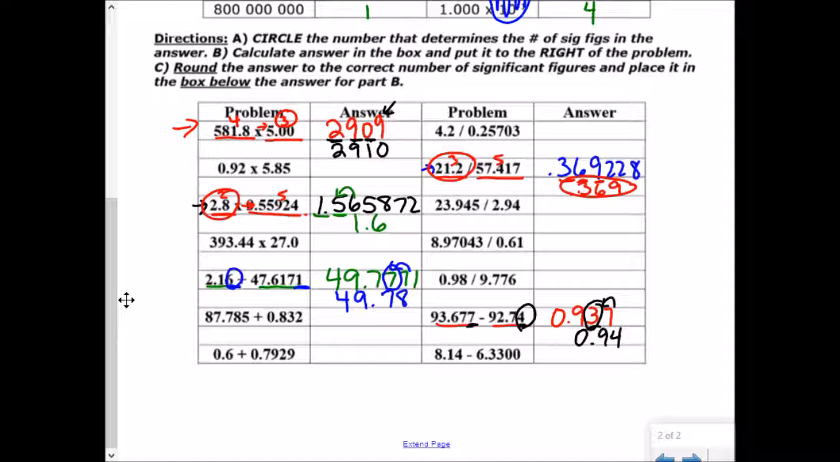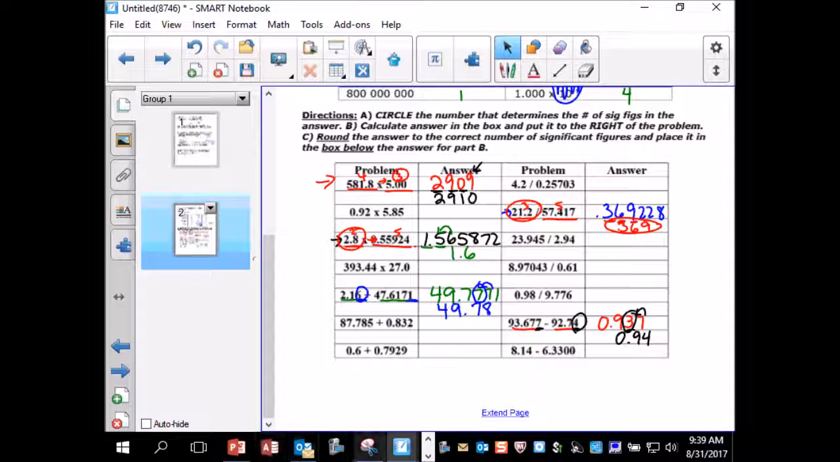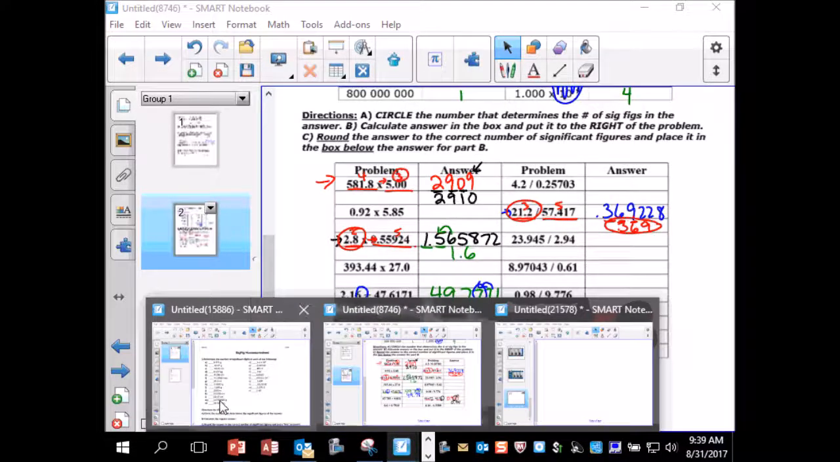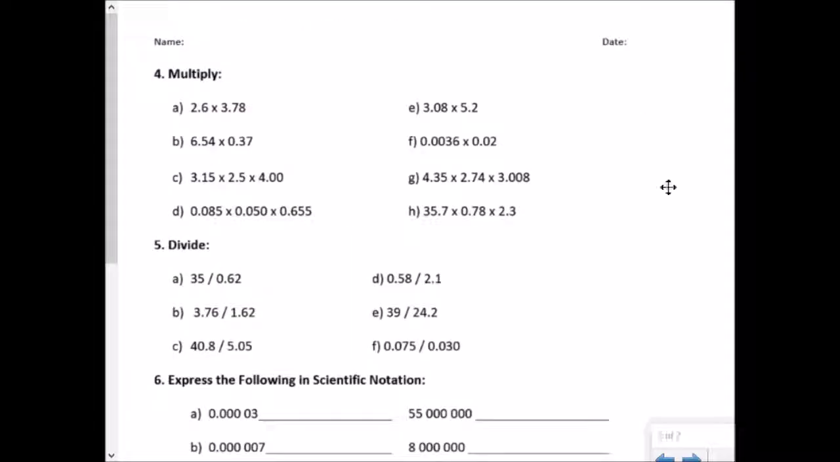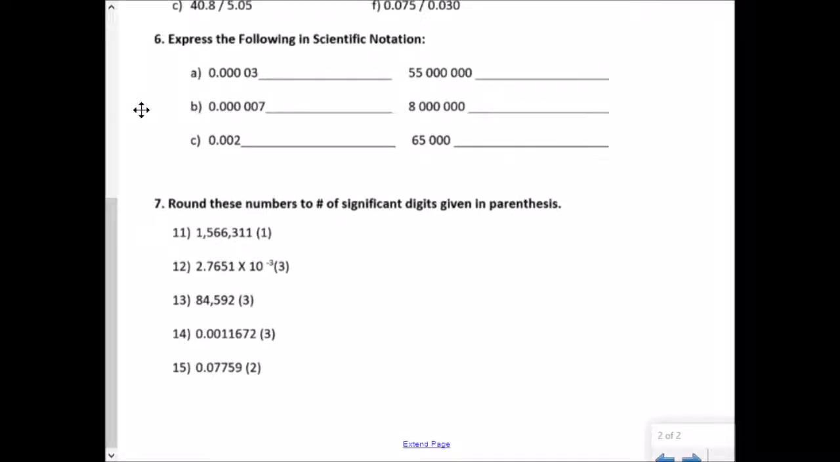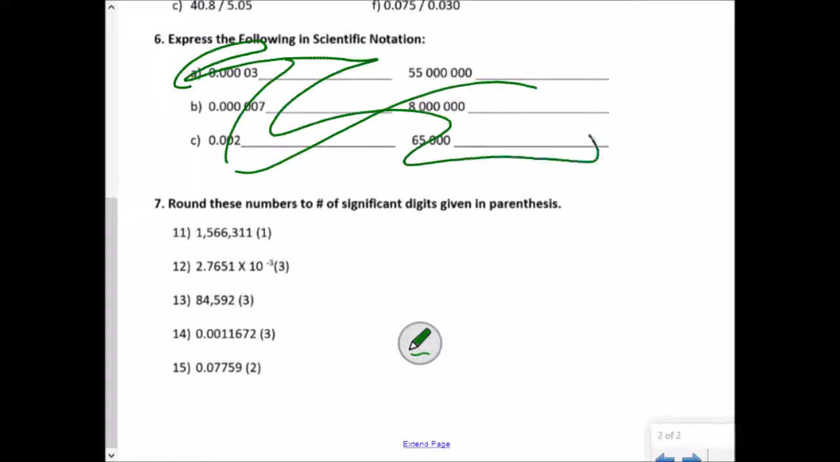Right before you go, I do want to show you one thing on the homework sheet. Look at the back of the homework sheet, because it's just like what we were just doing, but people get confused on this section at the bottom. Sorry, on your paper it says 6, so ignore this. This is really a 6 on your paper. So basically, round these numbers to the number of significant digits given in the parentheses. Here's your number, and it wants us to only round it to 1 significant digit.